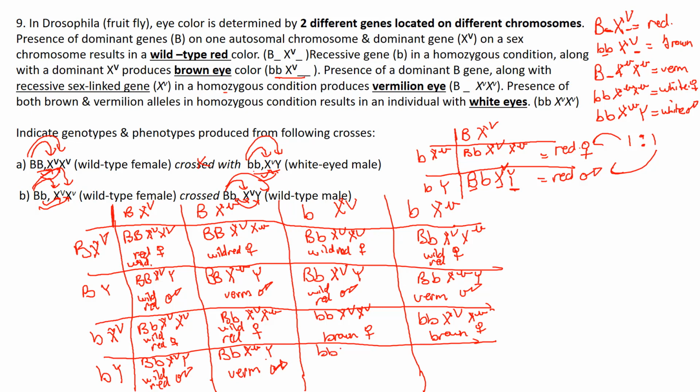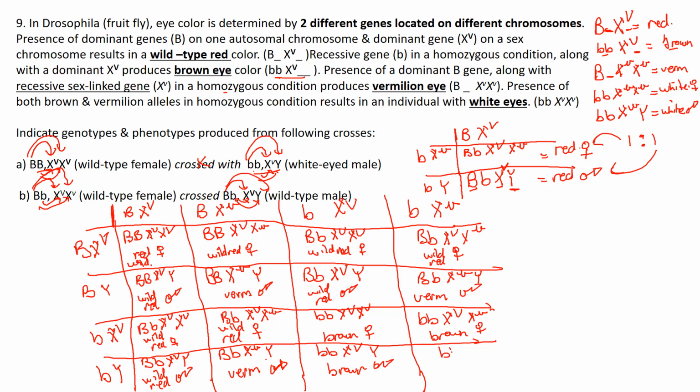Little b, so little b with an X and a capital V and a Y. If I have little b's with a capital V, it's going to be brown. But because it has a Y, it's going to be a brown male.